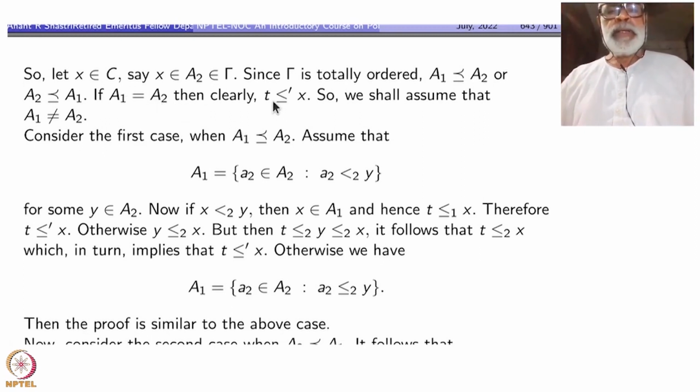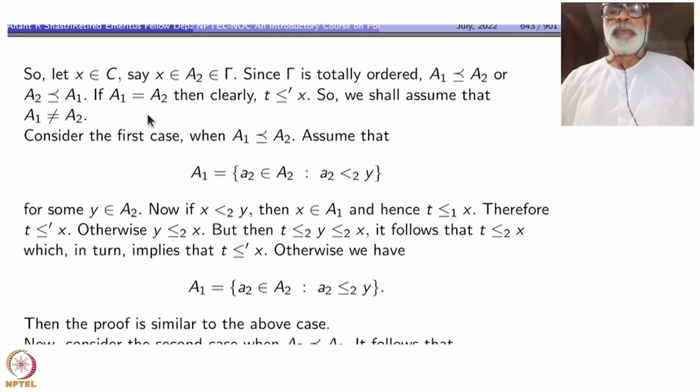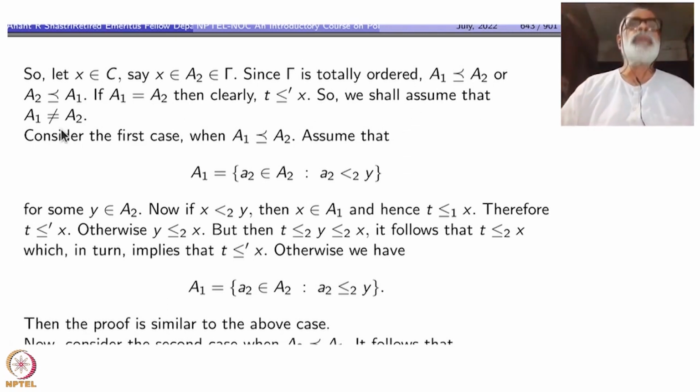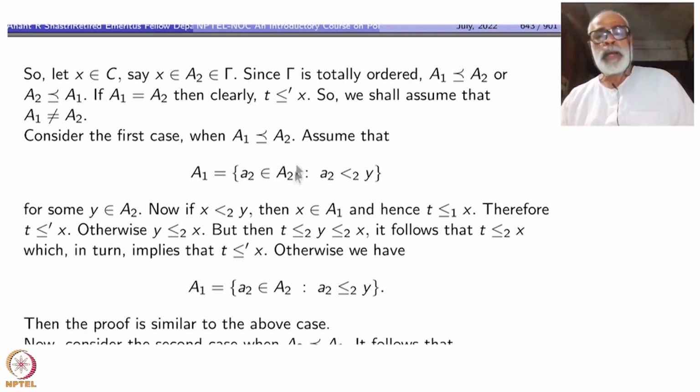Then obviously this T, which is the minimum of C intersection A1, will be less than or equal to X in the larger B prime order, because X and T are both elements of this A1 equal to A2. So we shall assume that A1 is not equal to A2. Now there are two different cases. Either A1 precedes A2 or A2 precedes A1. Suppose A1 precedes A2. Now there are two cases again, because A1 is not equal to A2. A1 may be an open initial segment like this, where this Y comes from A2, for some Y inside A2.